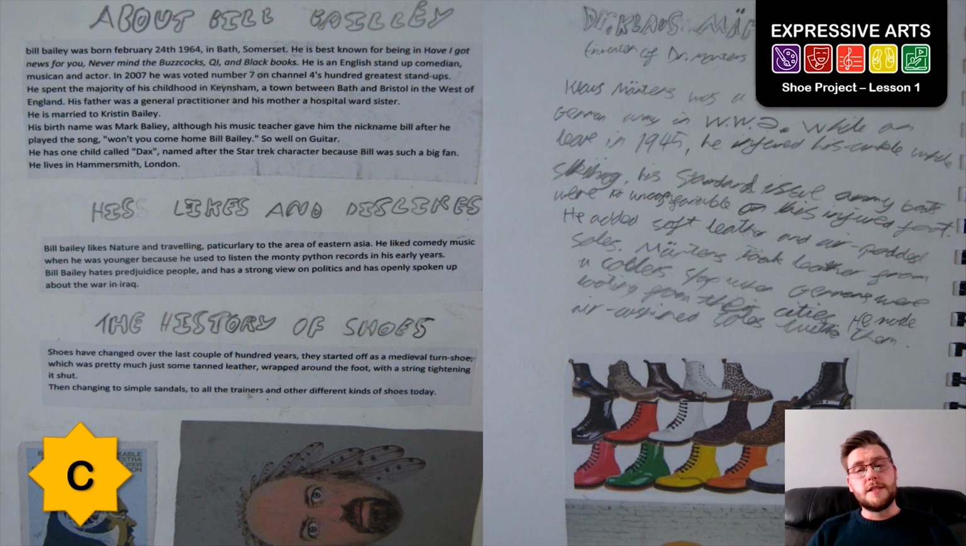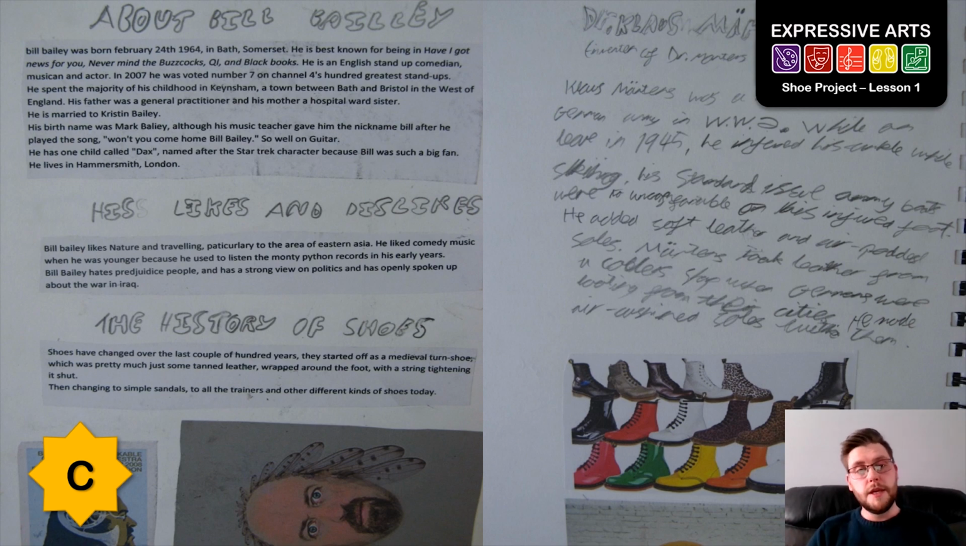Now this one steps it up a little bit. There's researched images and there's a lot more information about the person that they've chosen. You can see clear headings, you can see some research from the internet and some of the pupils' own work. And for that reason, this would get a C. Now obviously there's still a lot more that could be done to this to make it look better.